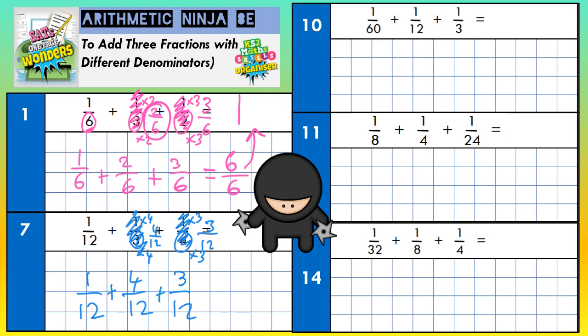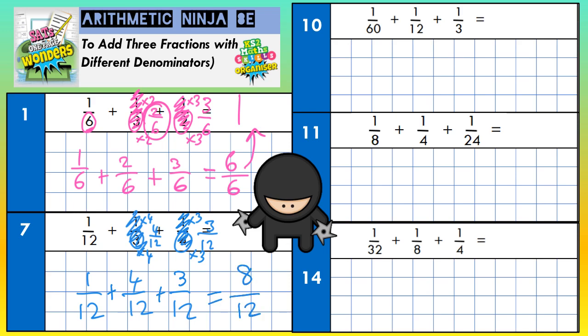1/12 add 4 twelfths add 3 twelfths. It's like saying 1 banana add 4 bananas add 3 bananas. 1 and 4 makes 5, plus 3 is 8. So that would be 8 bananas. But we're not dealing with bananas, we're dealing with twelfths. So the answer is going to be 8 twelfths.